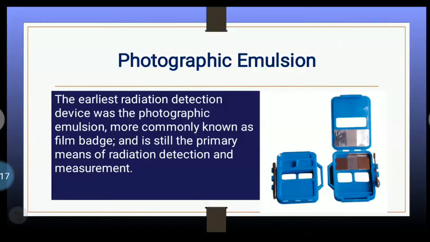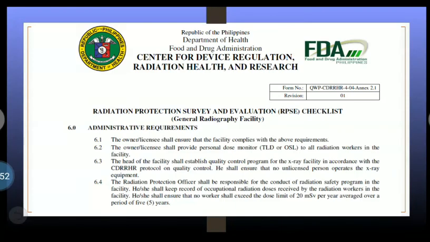So the earliest radiation detection device was the photographic emulsion, more commonly known as the film badge. I showed you an example in our school. Actually, Keith opened it because he wanted to see what's inside. We saw that it is a film, like a dental film. This is the oldest radiation detection device and still the primary means in the book, but the DOH guidelines specify that we should no longer use film badges. We are to use TLD or OSL.